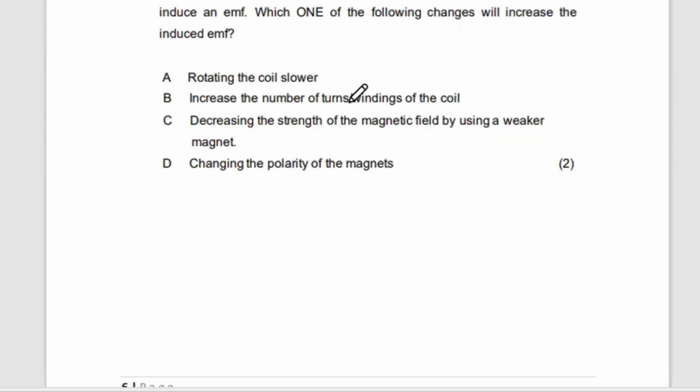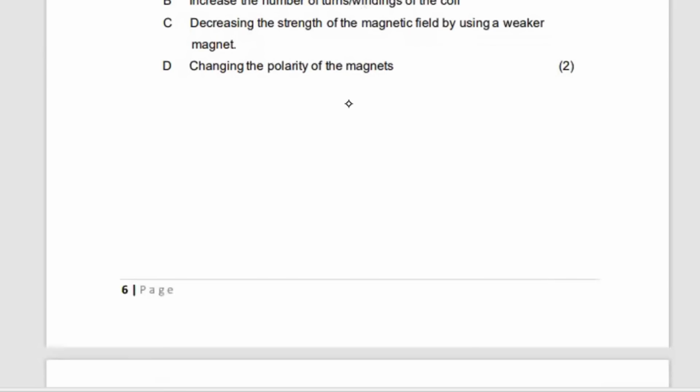Then 1.9, if we have a circular coil that is placed inside a magnetic field and rotated clockwise to induce an EMF, which of the following changes will increase the EMF? We know that induced EMF is directly proportional to N times the change in flux, then over the area. No, it's over the time.